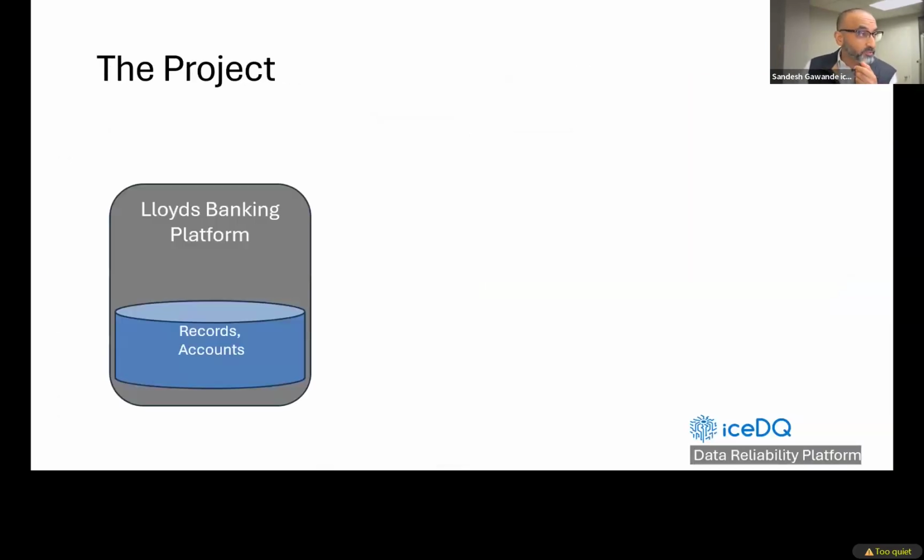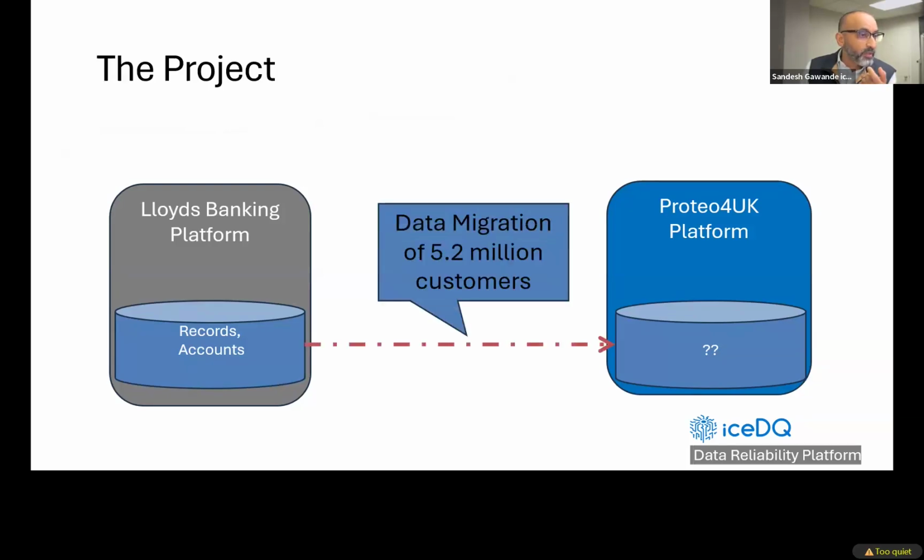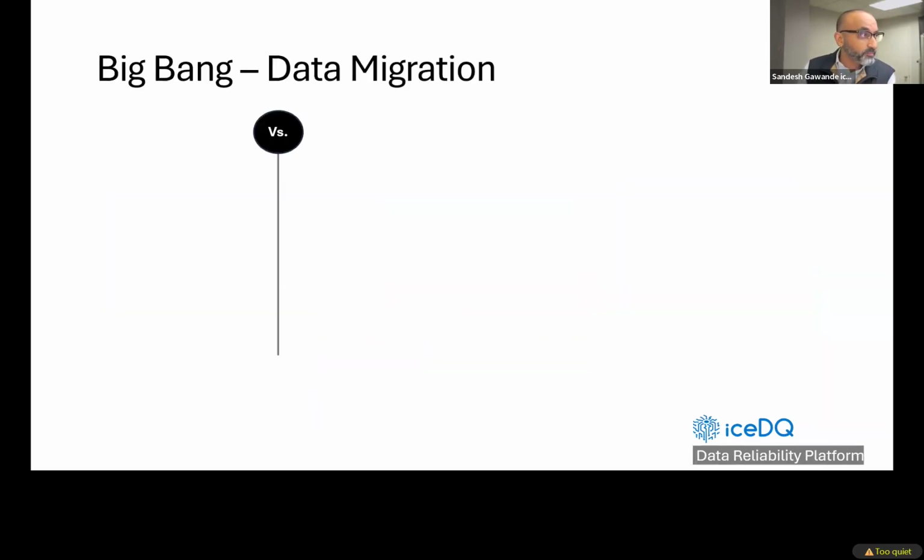So with that, let's understand what the data migration project was. They had a Lloyds Bank platform, and they had to migrate it to a new platform called Proteo for UK. And it was only a migration of 5.2 million customers. And even that one failed. And as I showed in the earlier slide, they had like $1 billion in losses because of this migration failure. So why did it fail? Let's look into it so we can learn from it.